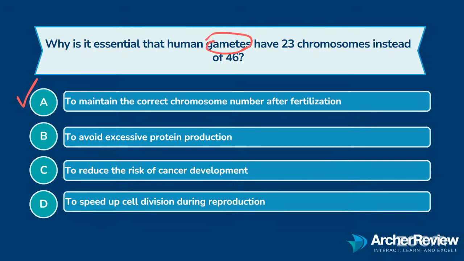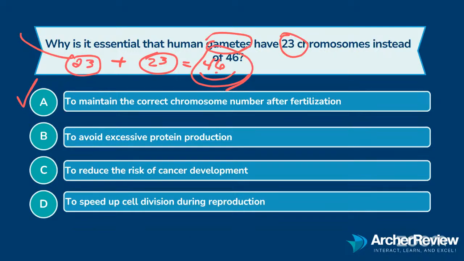They have 23 chromosomes instead of 46, so that when we have the sperm with 23 chromosomes and it unites with the egg that has 23 chromosomes, we end up with a zygote that has 46 chromosomes in it. Think about what would happen if we had a sperm with 46 and an egg with 46: we make a zygote with 92, and then that zygote has cells with 92 chromosomes in them.